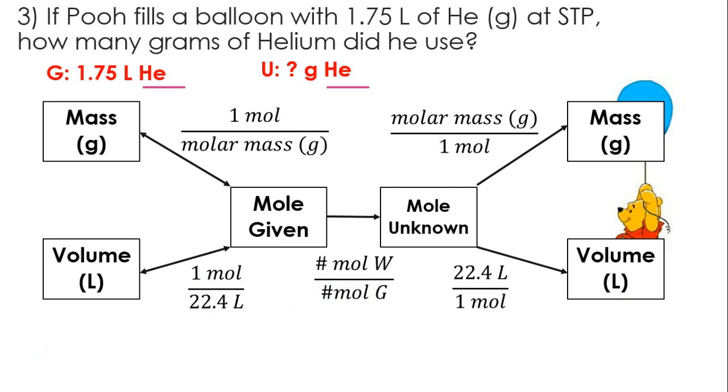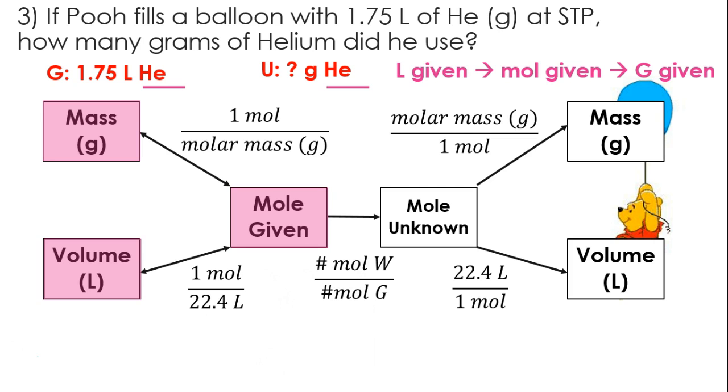So let's look at the map. I'm starting here at liters, and I want to go to grams. So to do that, remember it's on the given side. I'm going to go from liters to moles, then from moles to grams. So it would be liters given to mole given to grams of the given. This is a 2-step problem because I'm crossing 2 arrows here.